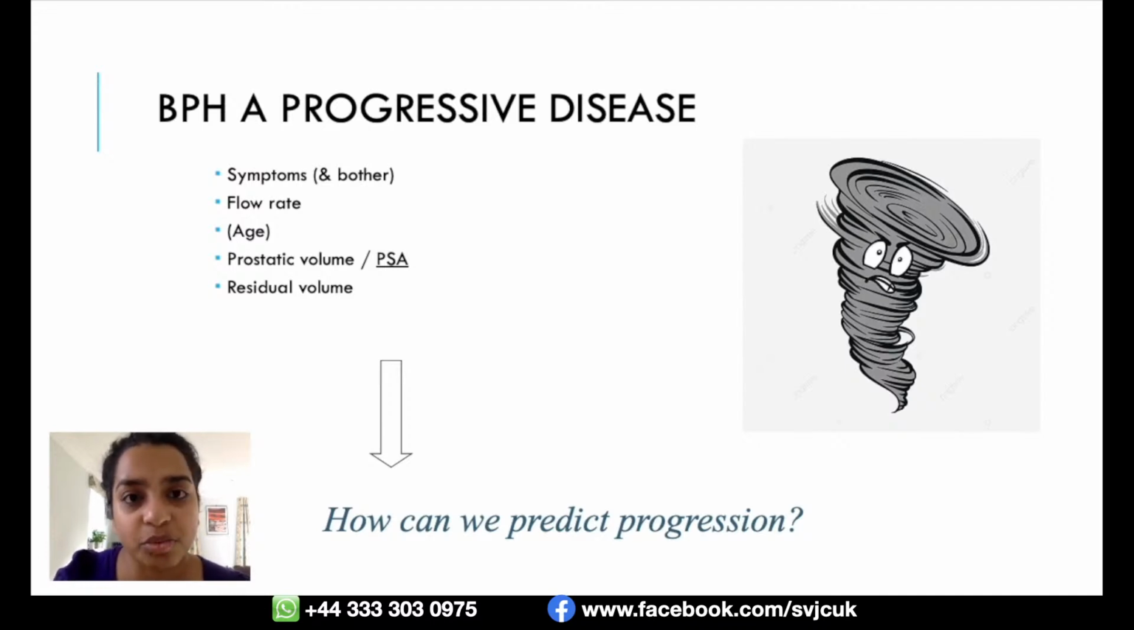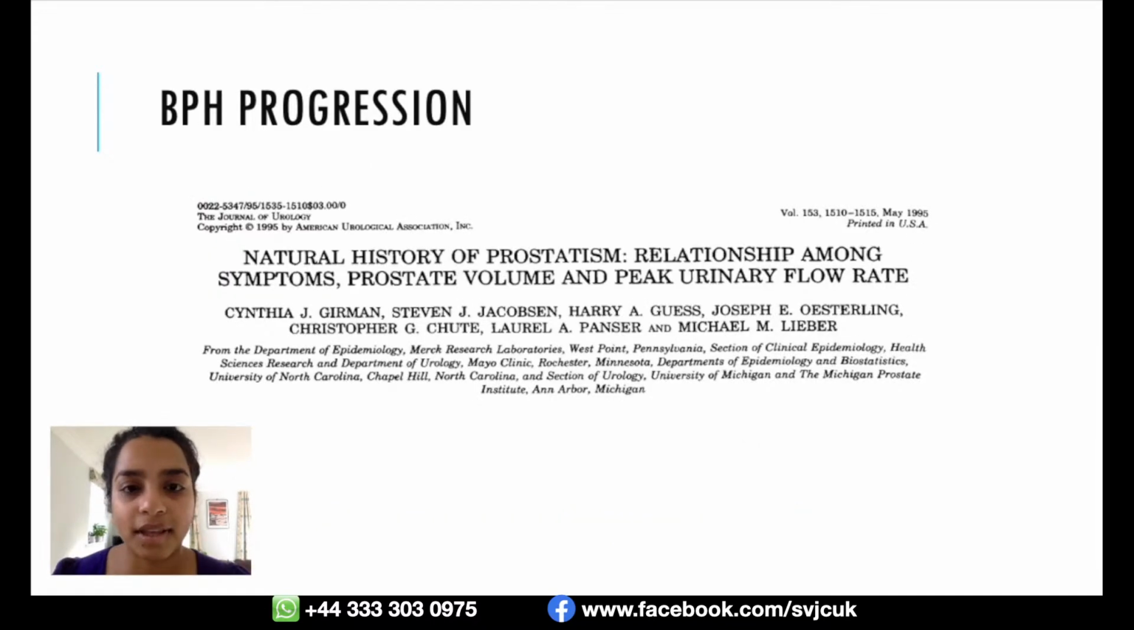But how can we actually predict progression? There have been numerous studies reporting on the progressive nature of prostatic symptoms. In this particular paper, there was a note made of the link between prostatic volume, symptoms, and peak urinary flow rate as measures of progression of BPH.